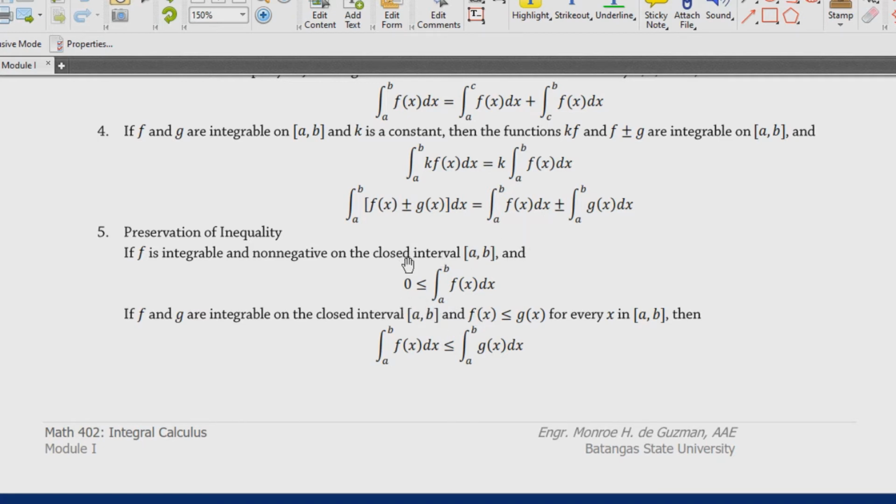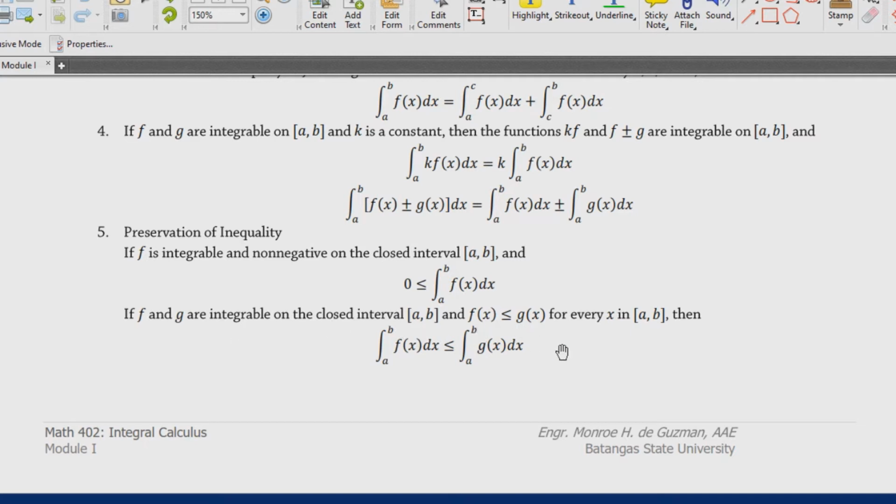Kasi non-negative yung ating function. So, in short, kung meron kang slope, it should be increasing. No? So, pag in-expect mo na increasing slope, you have to obtain a value that is positive. Now, if f and g are integrable in the closed interval, so I'm talking about two equations now, no?